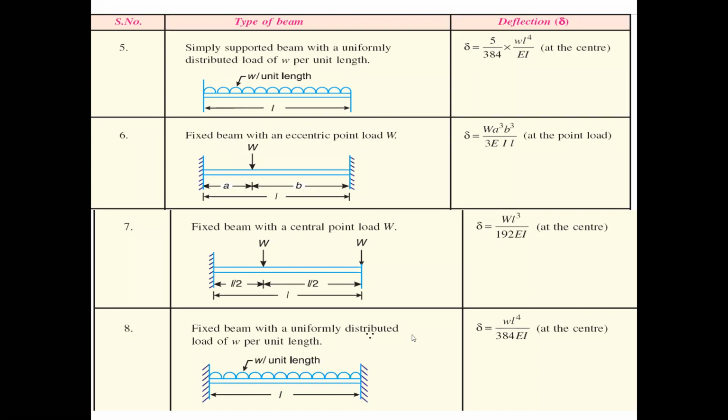And now the fixed beam is also there, but varying the load to UDL. So that is delta equals WL power 4 by 384 EI.